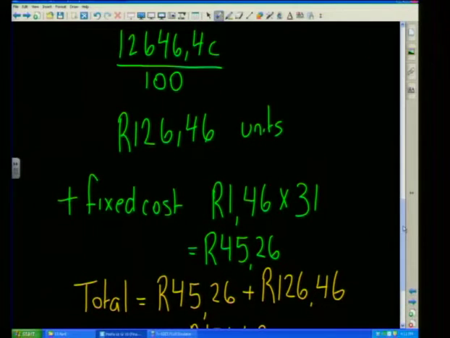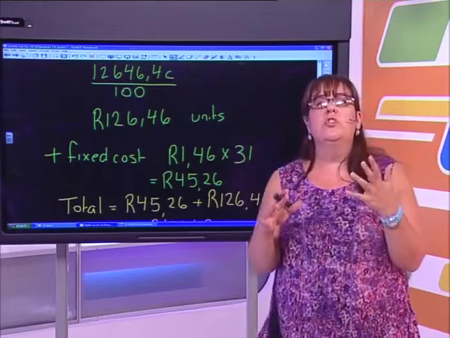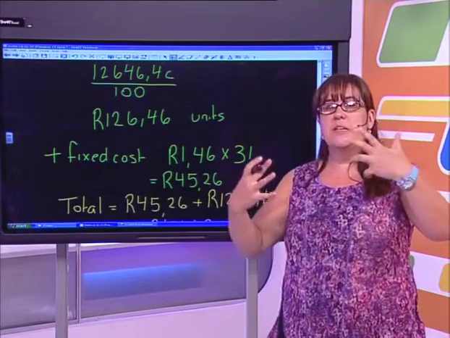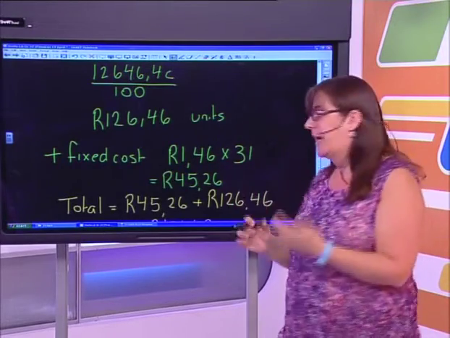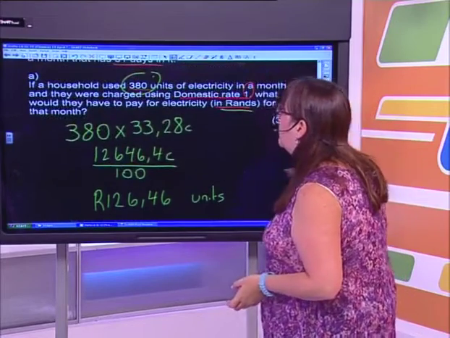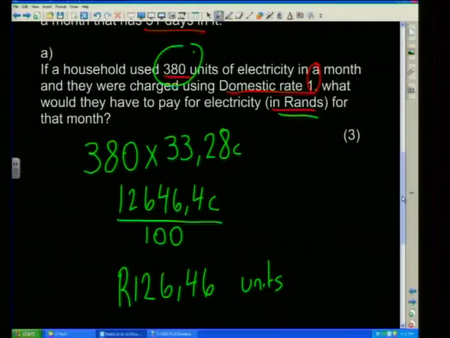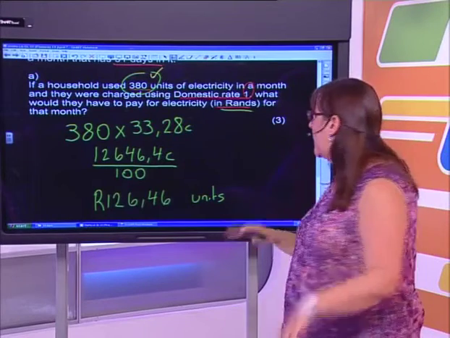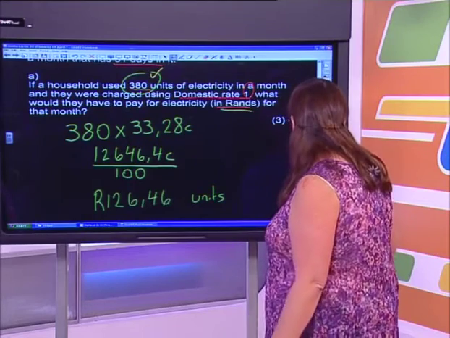Now I'm going to go back and reread the question. Remember, I've told you before, go back and reread. Just double check. Have you actually answered exactly what they asked? So what did our question say? If a household used 380 units of electricity in a month, and they were charged using the domestic rate 1, what would they have to pay for electricity in rands for that month? We've got that answer. Perfect. Let's go see what our next question asks.